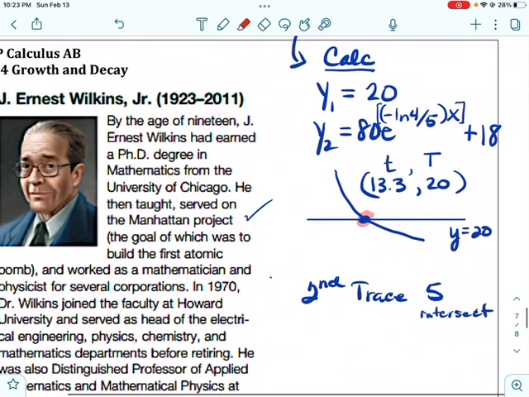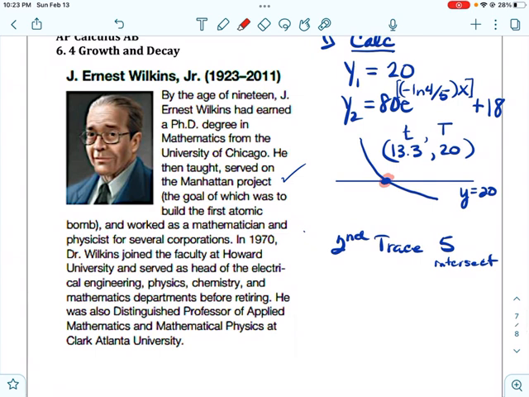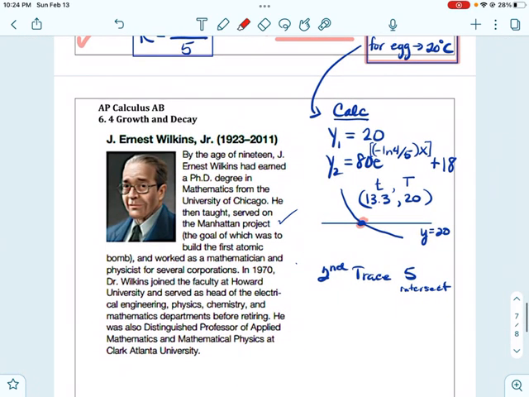And then there's a little thing about J. Ernest Wilkins. He was a mathematician. By the age of 19, J. Ernest Wilkins had earned a PhD in mathematics from the University of Chicago. He then taught, served on the Manhattan Project, the goal of which was to build the first atomic bomb, and worked as a mathematician and physicist for several corporations. In 1970, Dr. Wilkins joined the faculty at Howard University and served as head of the electrical engineering, physics, chemistry, and mathematics department before retiring. He was also the distinguished professor of applied mathematics and mathematical physics at Clark Atlanta. He worked a lot with growth and decay and differential equations.